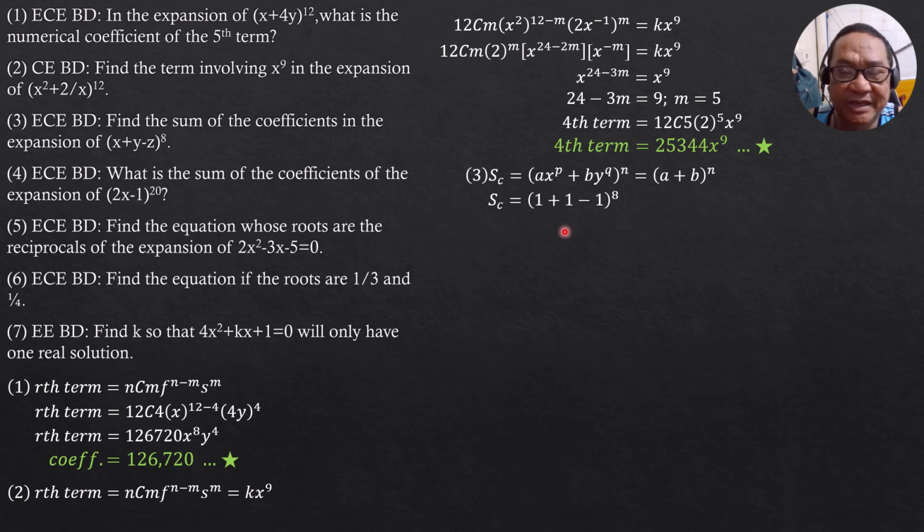So substituting 1 plus 1 minus 1 to the 8, 2 minus 1 is 1. 1 to the 8, and 1 to the 8 is 1.